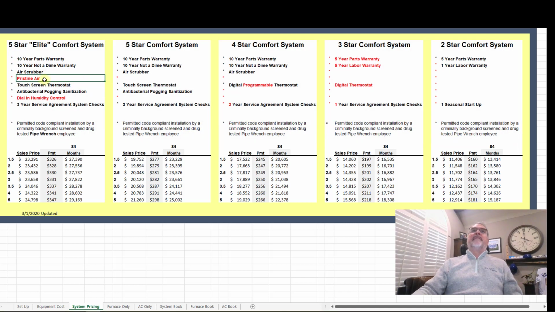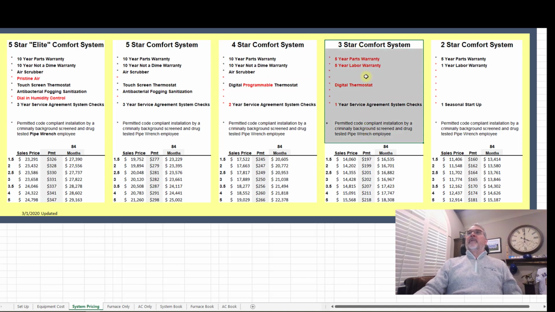Oh, and you might have noticed the red. So what's in red? It's what they're missing over here. So if they're looking at the 5-star elite, they're not getting the red over here. And you've seen the red dot here. And then what's different between the 5-star comfort and the 4-star comfort? Well, it's a programmable versus a touchscreen. And then, so what am I missing here? Over on the 3-star, well, you're getting 5-year instead of 10-year.